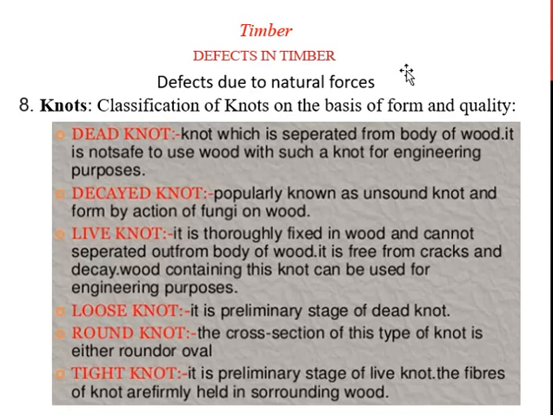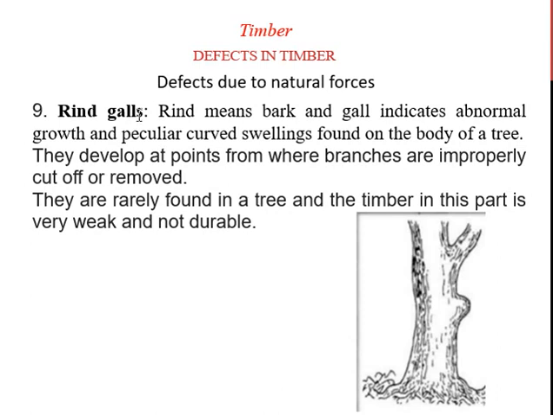Again, depending upon the form as well as the quality of the knots, we have categorized the knots into these 6 categories, which are dead knots, decayed knots, live knots, loose knots, round knots and tight knots. Next we have wrinkles. In this case you see an abnormal growth on the periphery of the tree. If such a defect is found, then it is known as wrinkles.